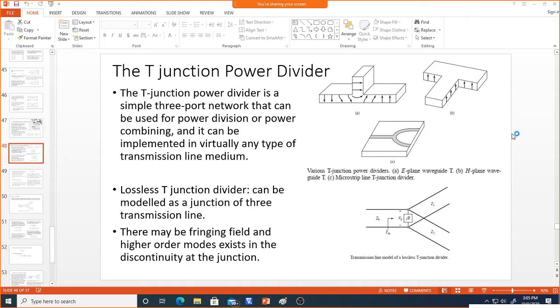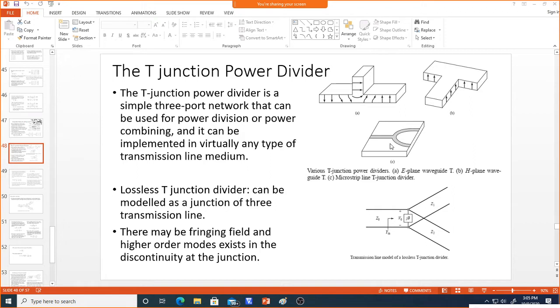If you take the T junction power divider, it can be realized in terms of microstrip, or it can be realized in terms of waveguide. So this is a 3-port network. Using a microstrip line also you can realize it. This is an example of an E plane power divider, and this is an H plane power divider. So this is a lossless junction.